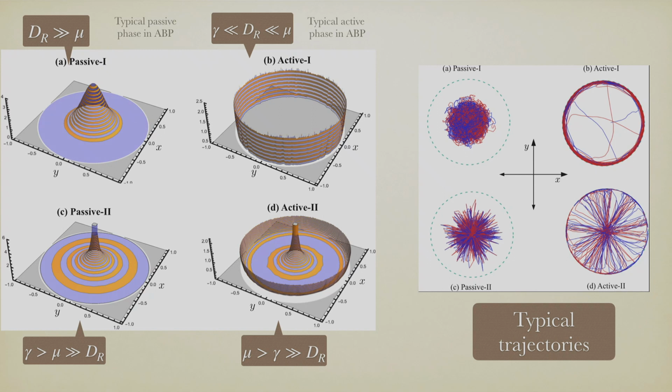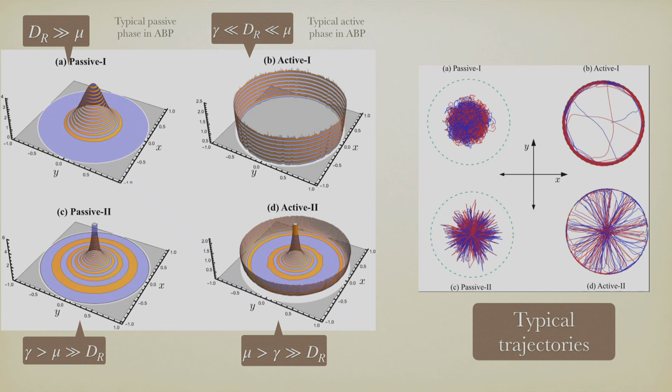And if we look at the trajectories for these different regimes, we sort of understand how this happens. Perhaps the most interesting is active 2. In this case, actually dr is small and gamma is large. So what happens is the particle moves more or less in a straight line. So it passes through the origin many times and then it hits the boundary and then rotates a bit and then again does this motion. And this is what gives rise to the peak at the origin.